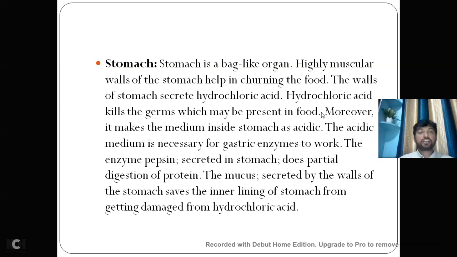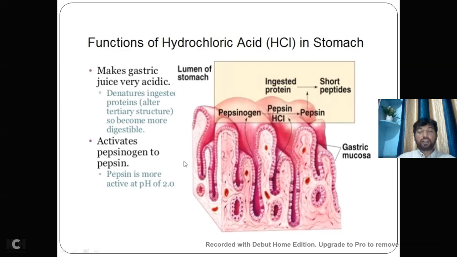It is a very strong acid. It can kill the bacteria. Then it will create the acidic medium in the stomach. The acidic medium is necessary for gastric enzymes to work, and it also activates pepsinogen, which is also secreted in the stomach. It will convert pepsinogen into the active pepsin, right?